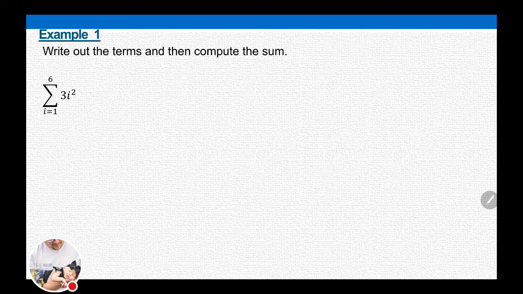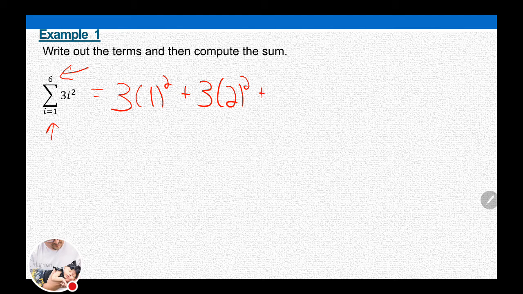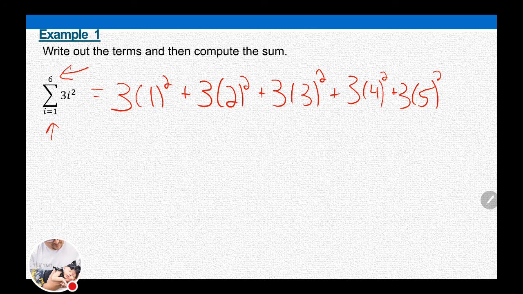In this example, we're asked to write out the terms and then compute the sum. For this, we're going to have 6 terms, and we're starting at the number 1. So that means we're going to have 3 times 1 squared plus 3 times 2 squared plus 3 times 3 squared plus 3 times 4 squared plus 3 times 5 squared, and then our last thing is 3 times 6 squared.